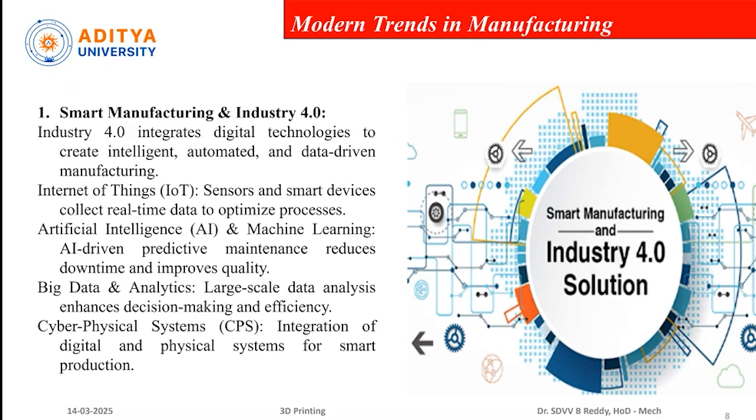And coming to the cyber-physical system, CPS, we can say it is an integration of digital and also physical systems for the smart production which is required. Simply we can say that it's a combination of smart manufacturing and Industry 4.0. If you observe this diagram, you can see the automobile, which is integrated with the manufacturing part, and the sensors, diodes, everything is helpful to Industry 4.0 also. Okay, that is the first concept of the modern trends in manufacturing, which is smart manufacturing and Industry 4.0.